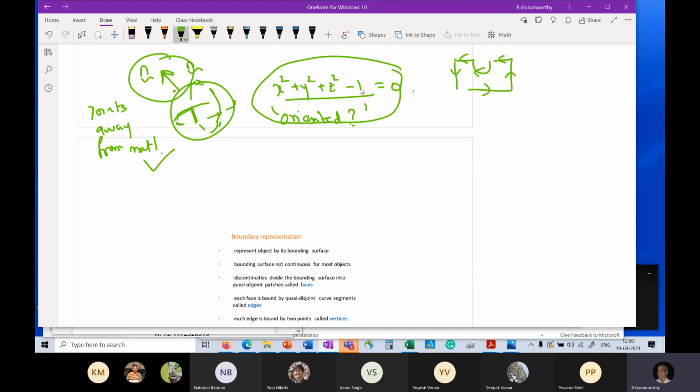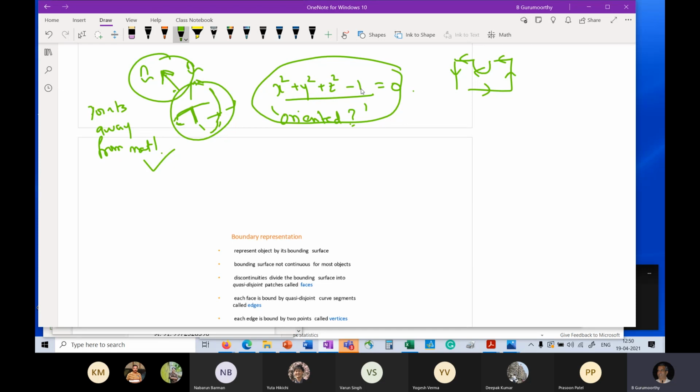Right? Because with this expression, I can tell you whether a point is inside or outside. I can draw this, I can cut and tell you what it looks like inside. I can intersect it with any object. All those things are possible. So this is a representation.